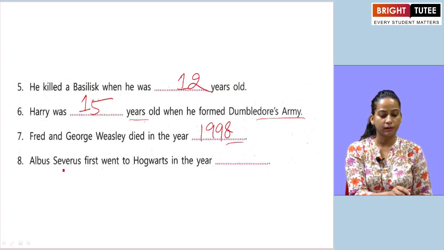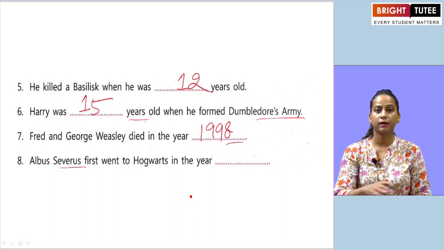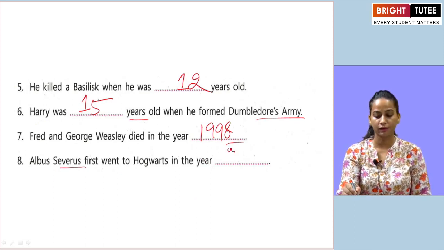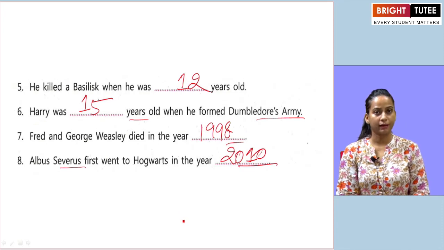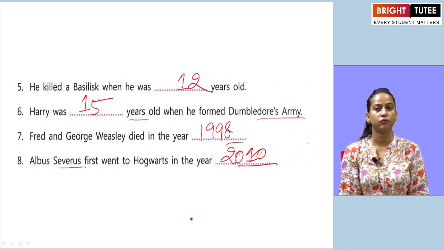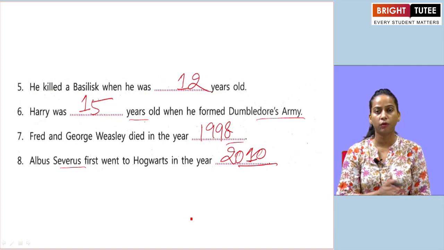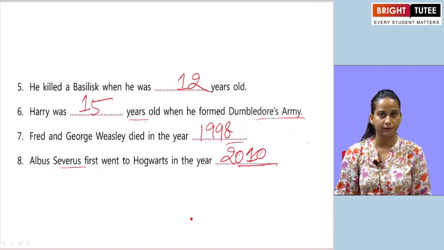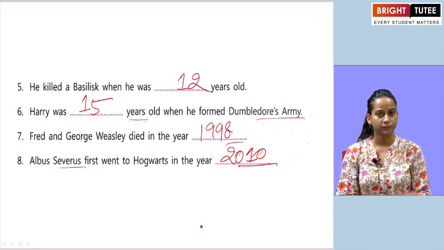Then Albus Severus first went to Hogwarts in the year, because it was given that after 19 years that history was created, or again he joined. So that is going to be in 2010. Clear? So hopefully all these blanks are clear, and simply you used date and the age here to continue the chronological order of the given events here. Now we are moving to the next part of this story.